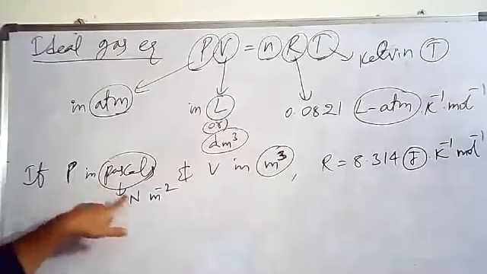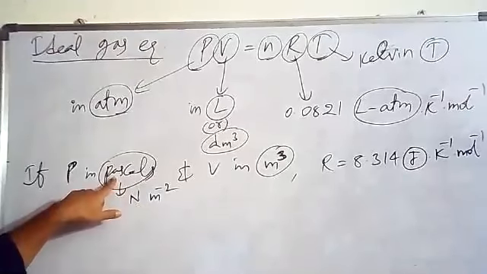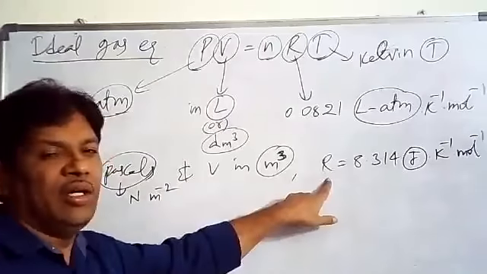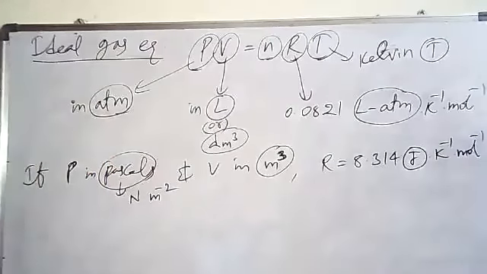So when pressure is taken in Newton per meter square or Pascal and volume is taken in meter cube, R should be equal to what now? 8.314 we take. Okay. So like this, which value of R should be taken is important to understand in this formula. And from this, one more formula, what we have got?